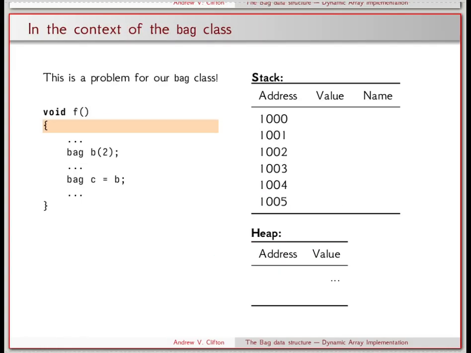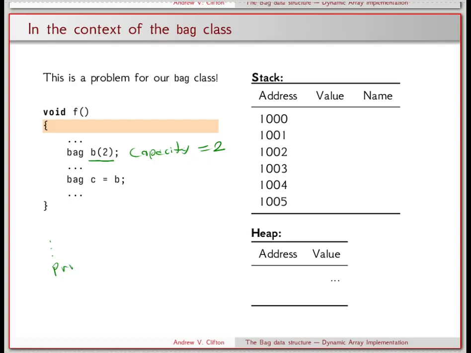So this is a problem for our bag class, because unless we say otherwise, this is how it will work. When we copy one bag into the other, it will just copy the pointer. It won't copy the stuff on the other end of the pointer. So here's another little setup. Down here, we're going to create a bag of capacity 2. I'm keeping the capacity small just so that I don't have to put too much stuff on the heap. So remember what is inside of a bag.